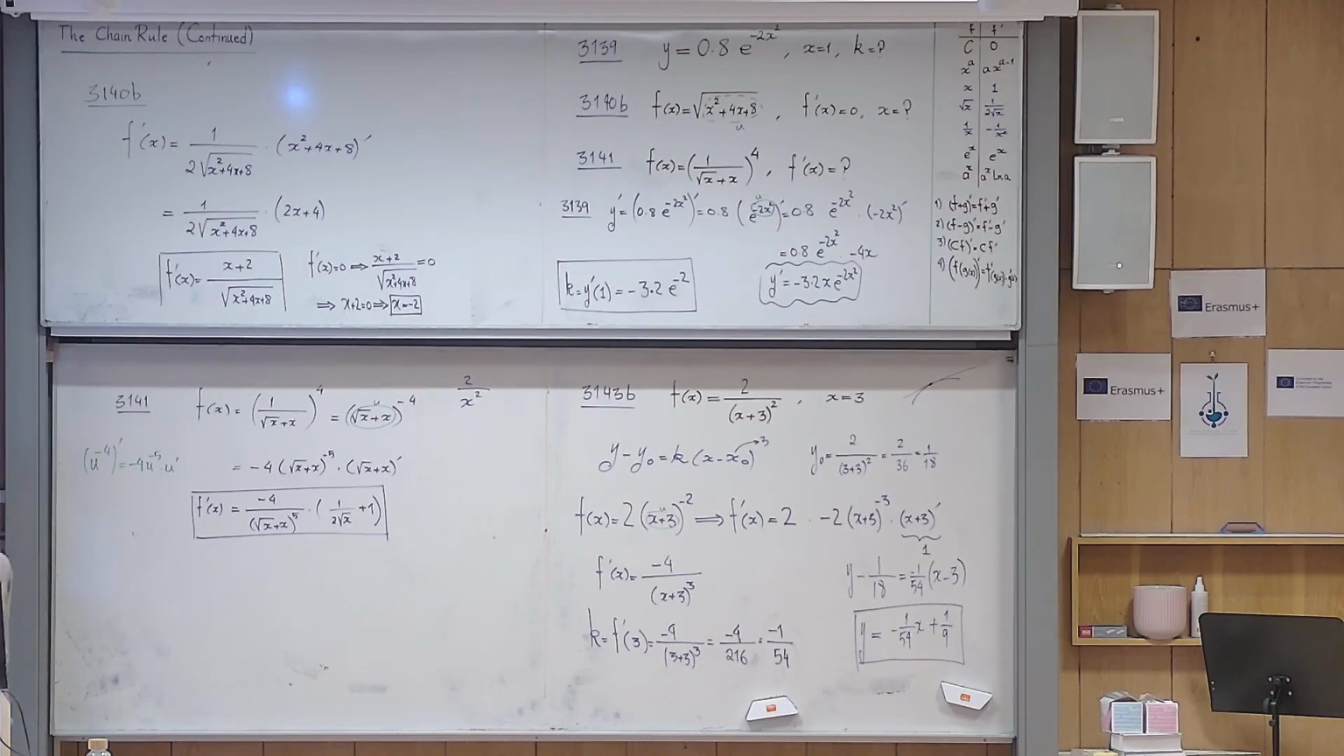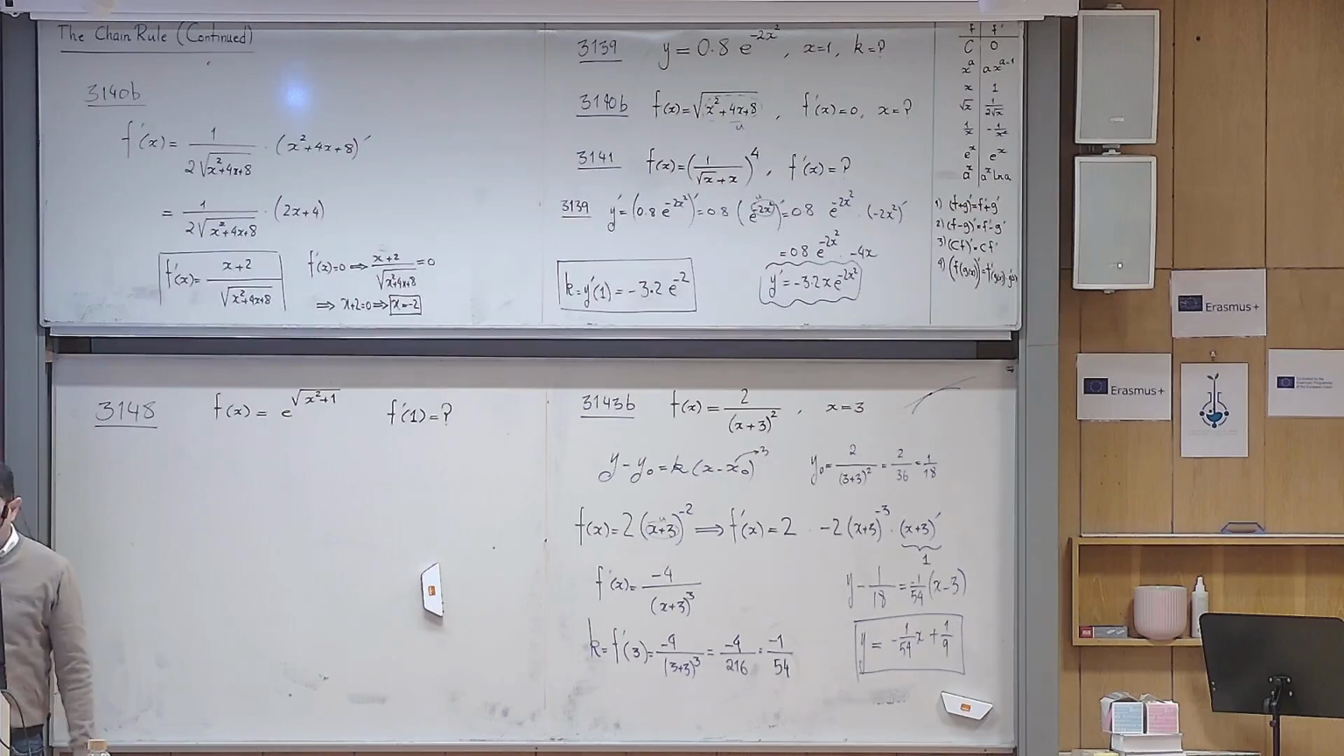3148. So this function is given. You want to find the exact value of f prime of 1. This is one of those problems that you feel why it's a good name for this theorem to call it the chain rule. Okay, any answers? What's the answer? E to the power of square root of 2 divided by square root of 2. Yes. Yes. So how is that the case?